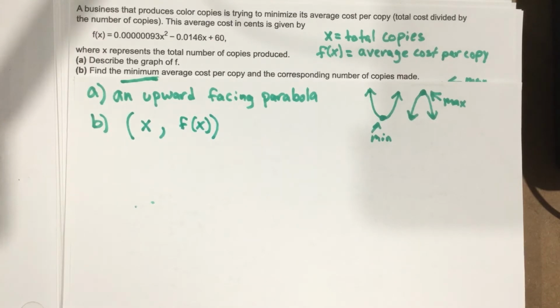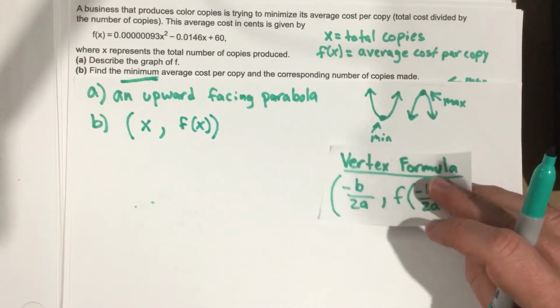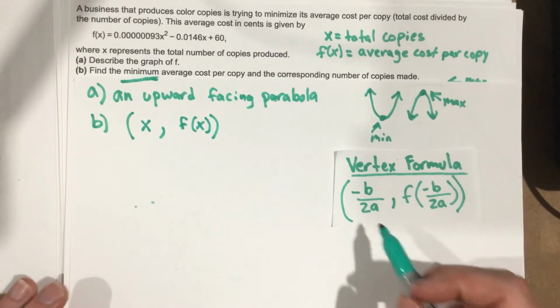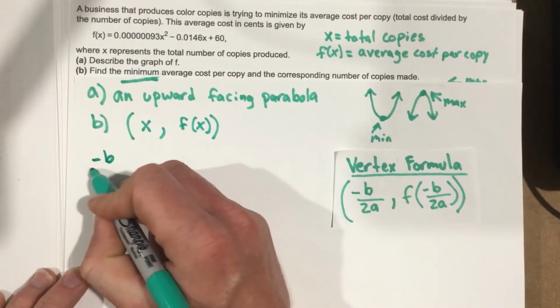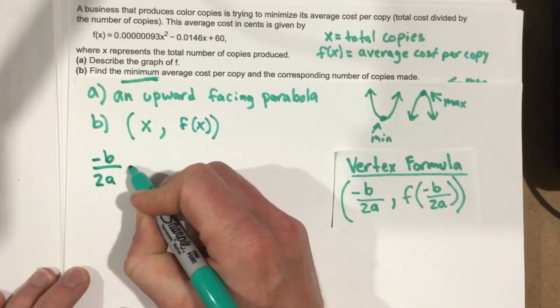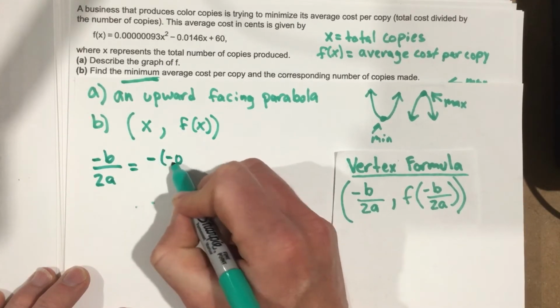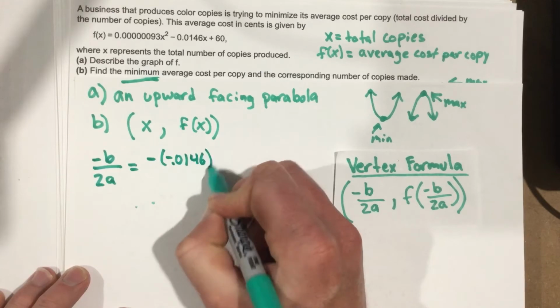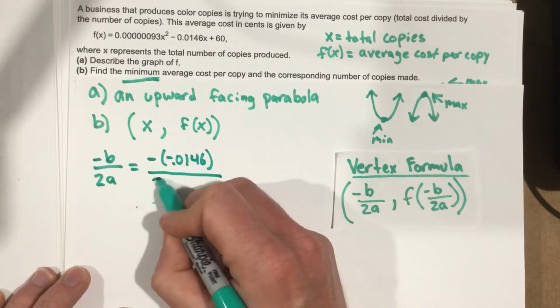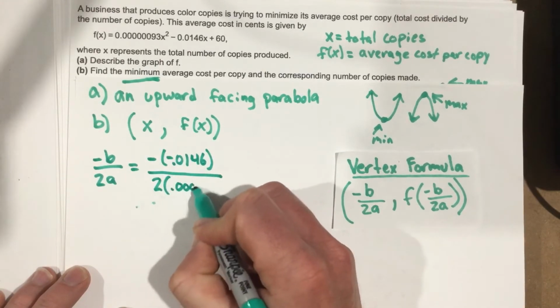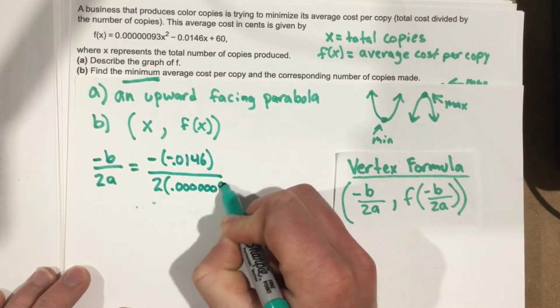So let's go ahead and use our vertex formula to figure this out. So the vertex formula says negative B over 2A is equal to negative 0 or 0.0146 divided by 2 times 0.0000093.